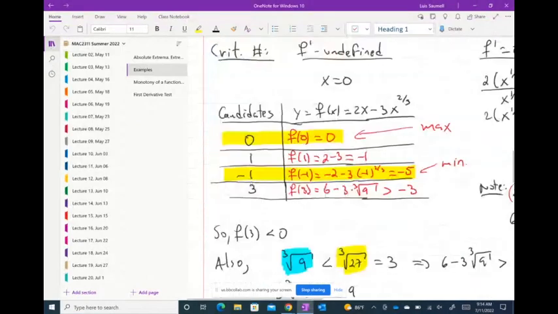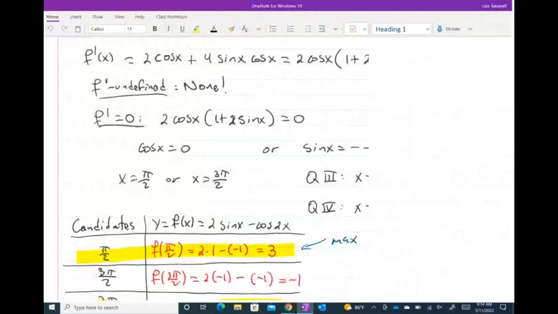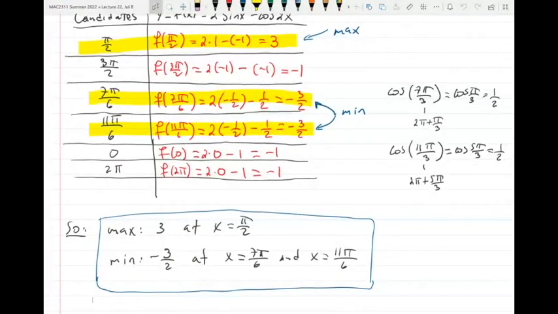Keep in mind, there's one example here in which, remember, the maximum and minimum is only one value, but the location could happen at different places. Like in this problem, the minimum is -3/2, but we found it at 2 different places, at 7 pi over 6 and 11 pi over 6. Understand that the minimum itself is this number, the y value, but the location is the x value. There could be multiple locations with the same minimum.